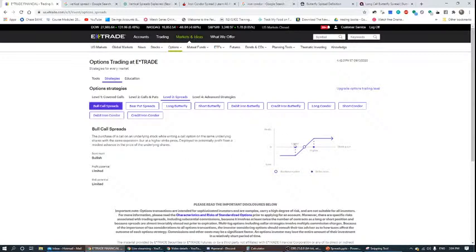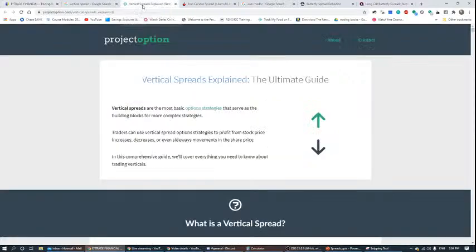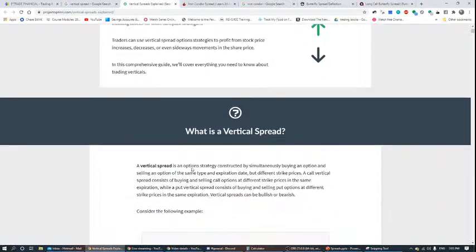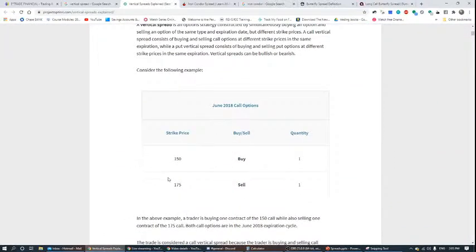Just looking at this, E-Trade tells me, okay, if you buy a stock and you think it's gonna go up, you're gonna be buying a strike and selling a strike. So if we go to Option Alpha, it's really defined as this: vertical spreads are the most basic option strategy that serves as building blocks for more complex strategies, and that is true because I started with debit spreads and vertical spreads. Traders use vertical spreads to profit from the stock going up or down or sideways in the movement of price.